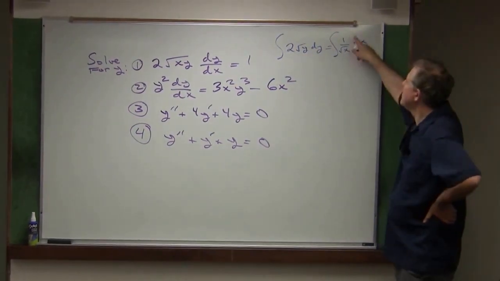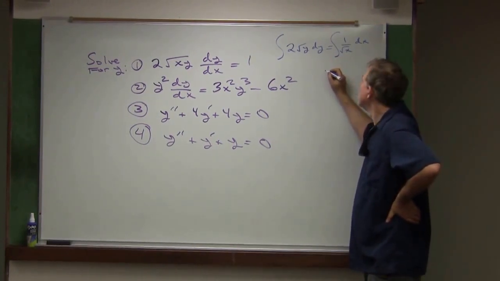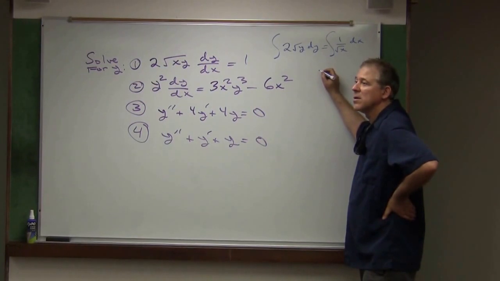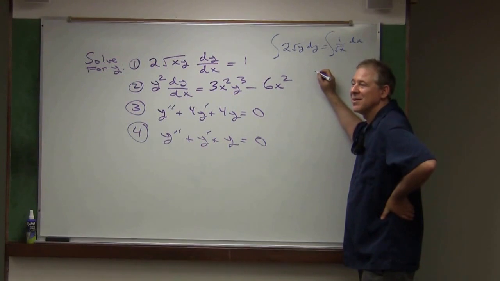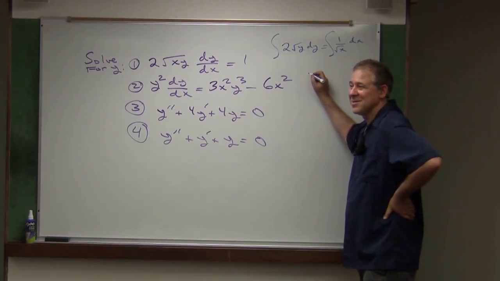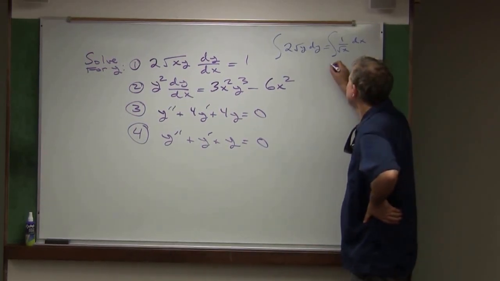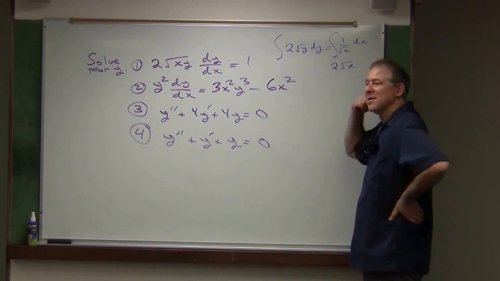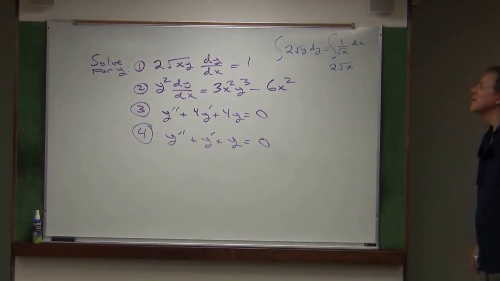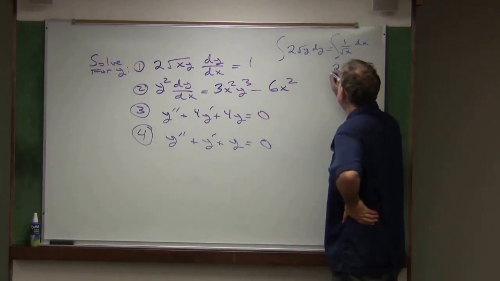And what's the antiderivative here? Should be positive 1 over 2 root x. Oh, half. Oh, root x times 2, right? This is 2 root x, right? Yeah. Okay, so 2 root x plus c, and what do we have here?